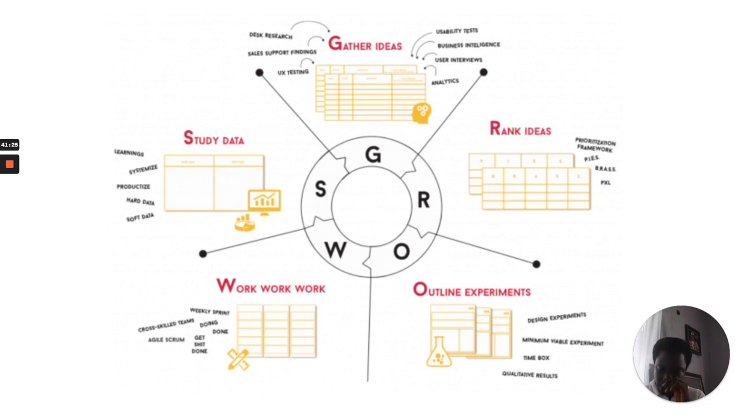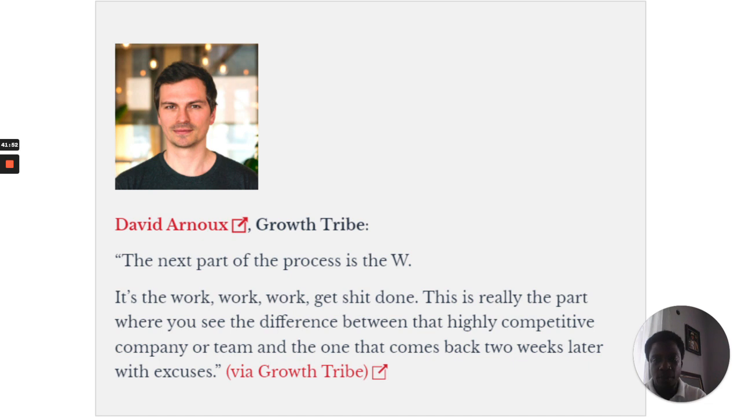The next one is where we do the actual work. This is the real work. This is where we do the actual experiment. All the other things are just planning, gathering ideas, doing research, ranking the ideas, outlining the experiments. This is where the work is. That is the W here. The next part of the process, like he said, is the W. It's the work, work, work, get things done.